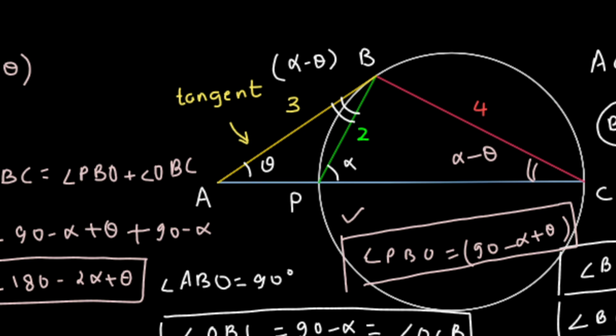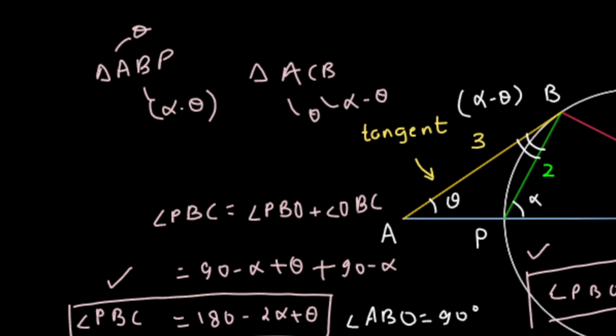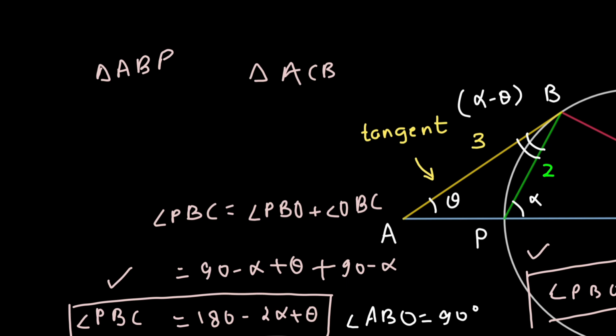So now instead of labeling this triangle as ABC, I will just label this as ACB. So in this triangle we can see that the value of angle A is theta, and the value of the angle C is alpha minus theta. So we can see that in the triangle ABP and the triangle ACB, two of the angles are equal. Hence, these two triangles are similar to each other because of the angle-angle property. If two angles between the triangles have the same value, they are similar to each other.